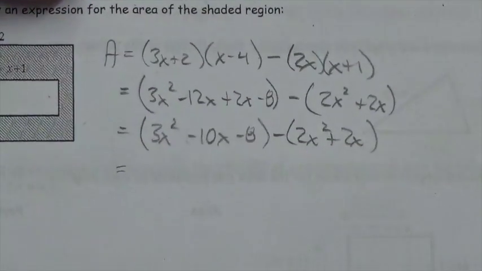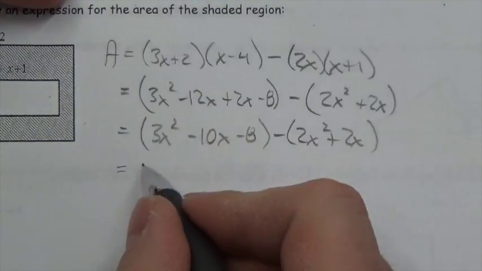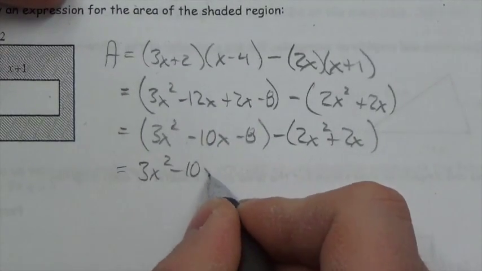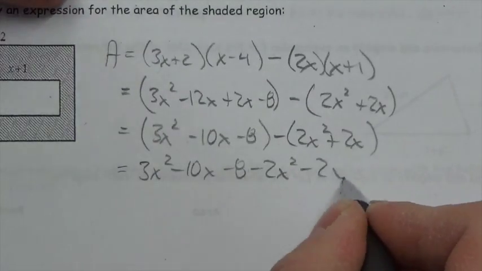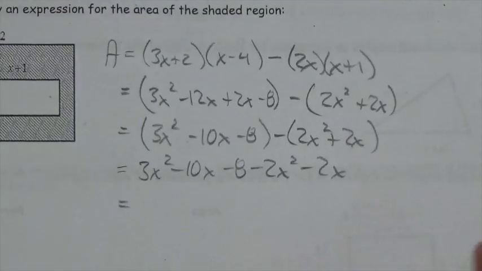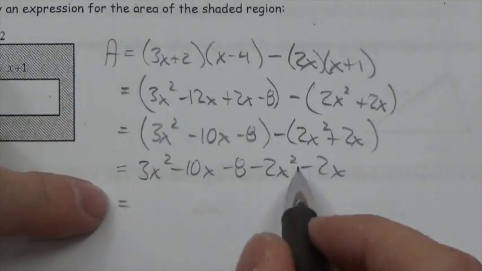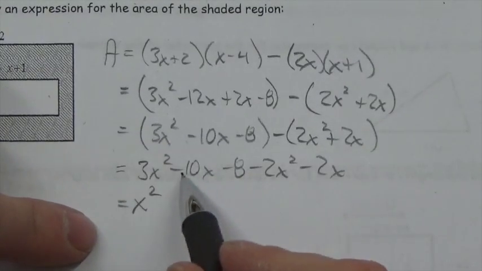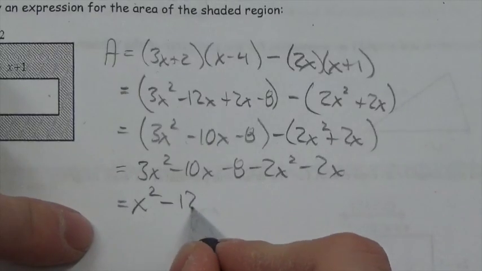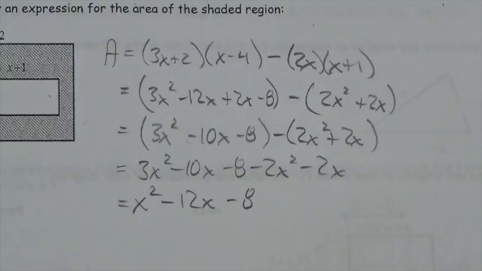Now what I'm going to do is drop the parentheses. Because there's subtraction here, I'm going to distribute that negative through. So 3x squared minus 10x minus 8 minus 2x squared minus 2x. I don't know what x is, but I know that x squared is different than x. So I've got 3x squared here, negative 2x squared, that's just a single x squared. Negative 10x minus 2x together is negative 12x. And I've only got one term that's a constant, the negative 8.